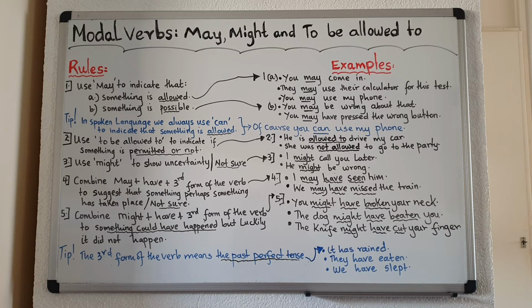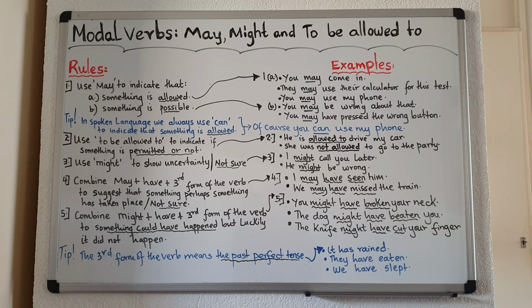Use "might" to show uncertainty. What does uncertainty mean? It means when you're not sure. Look at the examples on the right. Example 3: I might call you later. Which means that maybe I will, maybe I will not call you. I'm not sure. I might call you later.